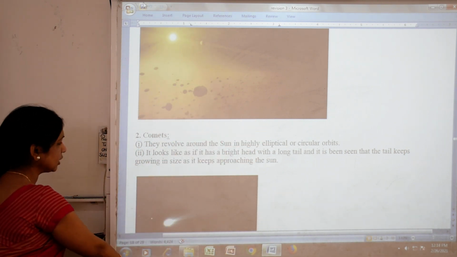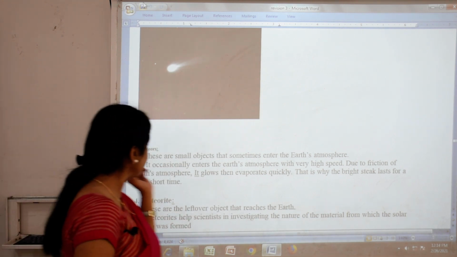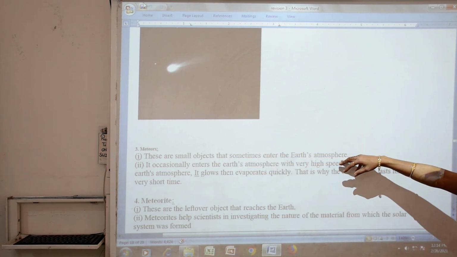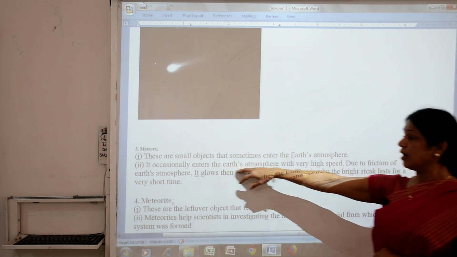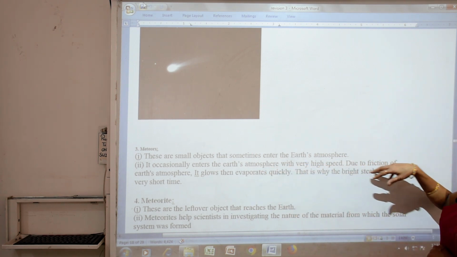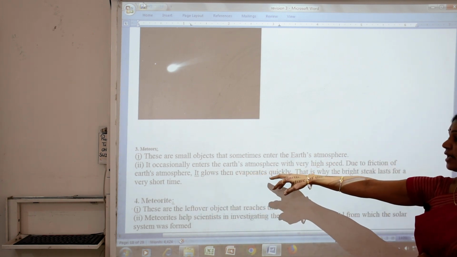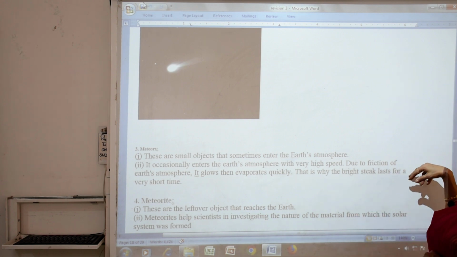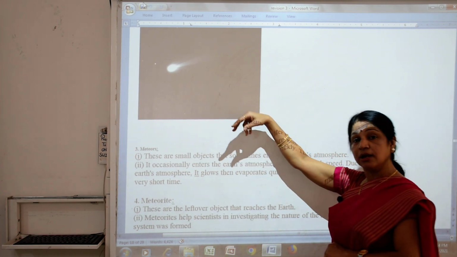Now further, after the comets, we are going to see the meteors. What is a meteor? These are small objects that occasionally enter the Earth's atmosphere at very high speed. Due to friction with the Earth's atmosphere, they glow, then they evaporate quickly. That is why the bright streak lasts for a very short time. That is called a meteor.